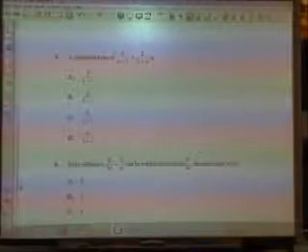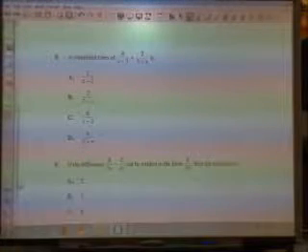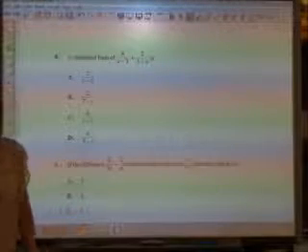Question number 8, a simplified form. In other words, add these two expressions. So in order to add rationals, what do I need? Common denominator. So what would my common denominator be? X minus 3 times 3 plus x. Okay, do I have to?